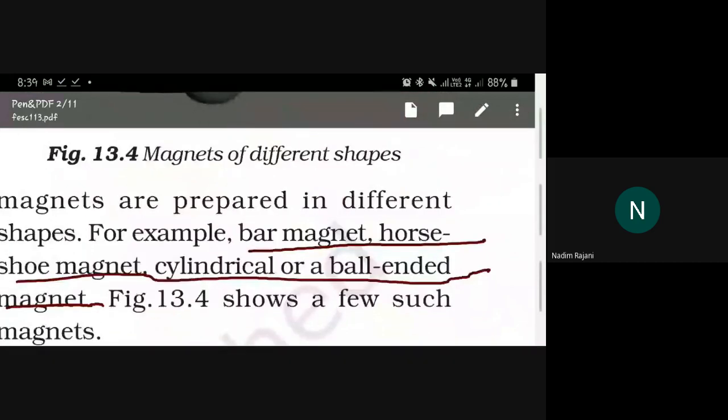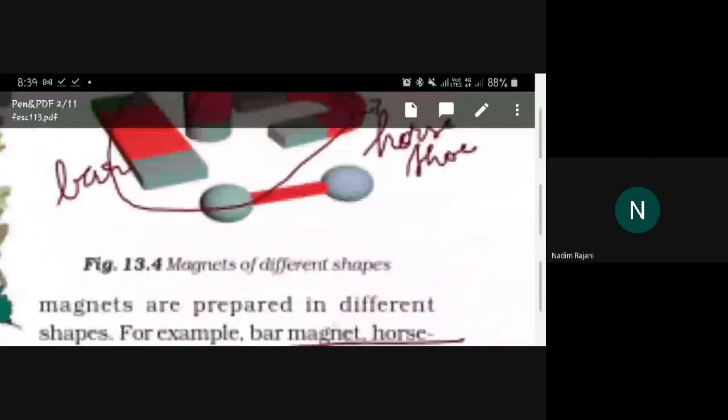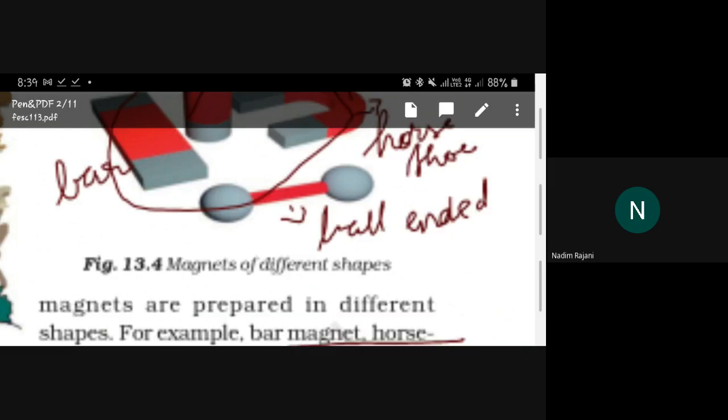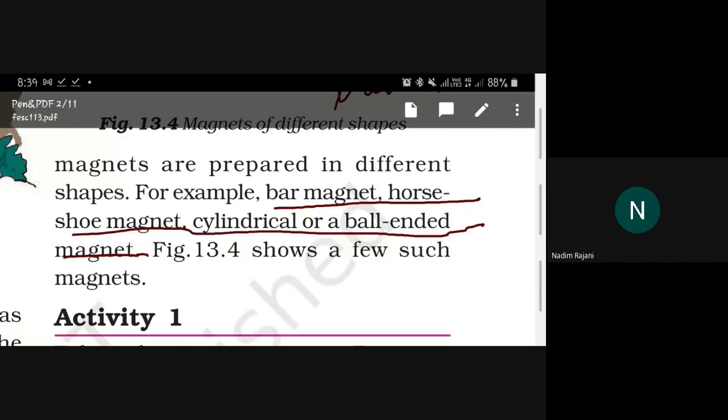And this is a ball-ended magnet. This is also a cylindrical magnet, but a different shape, called a ball-ended cylindrical magnet. So these are a few of the shapes given here.